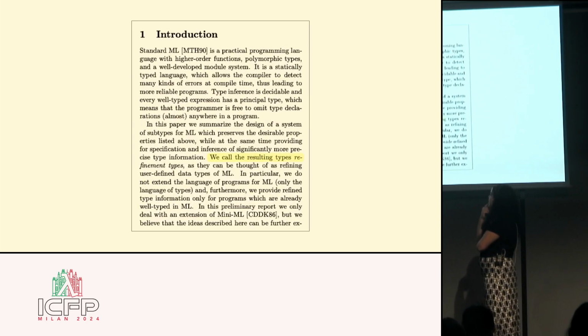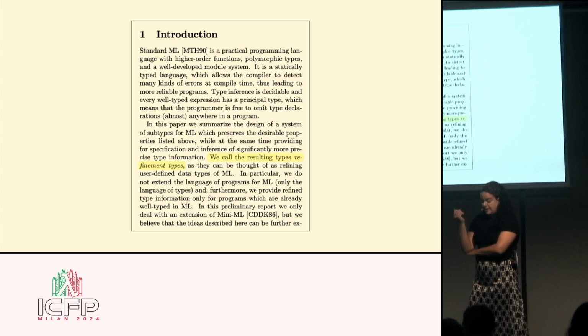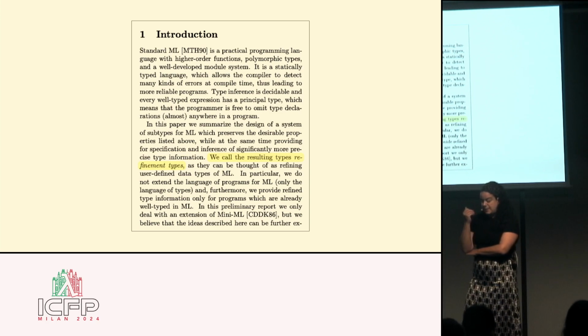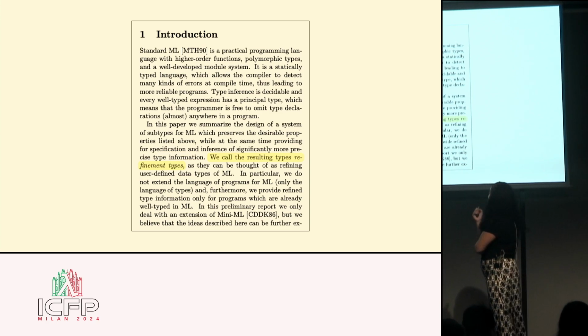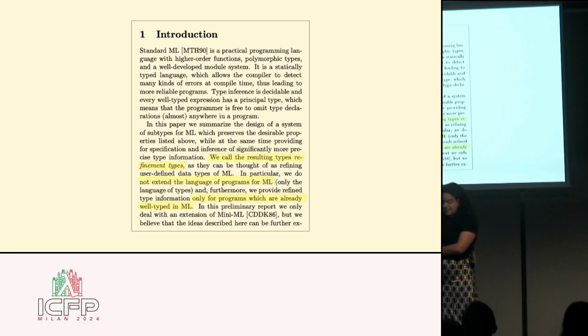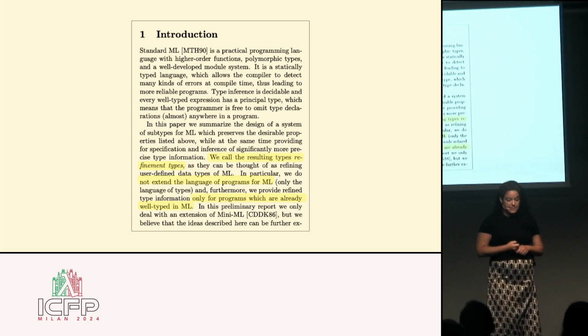And so this paper essentially introduces the term refinement types, right? In the introduction, it says they developed a type system, and we call these resulting types refinement types. So it is built for ML, and if you read a little bit more of the introduction, it says we do not extend the language of programs for ML, and only programs which are already well typed in ML are passing this stage of refinement type checking.